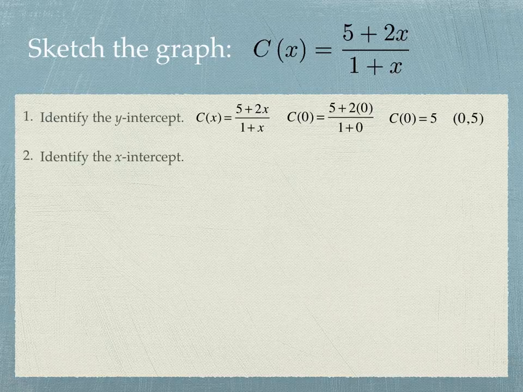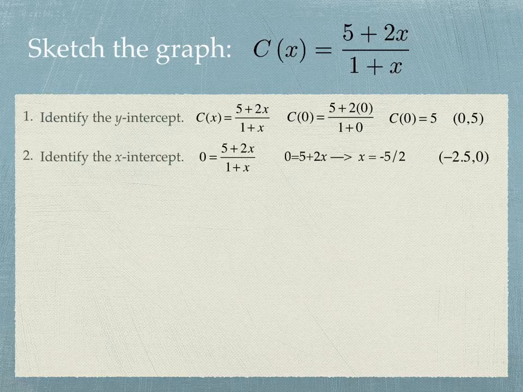Now we'll look at the x-intercept by setting y equal to 0. In a rational expression, the only way it could equal 0 is if the numerator equals 0. In this case, that would happen at negative 5 halves for x. So my x-intercept is negative 2.5, 0.